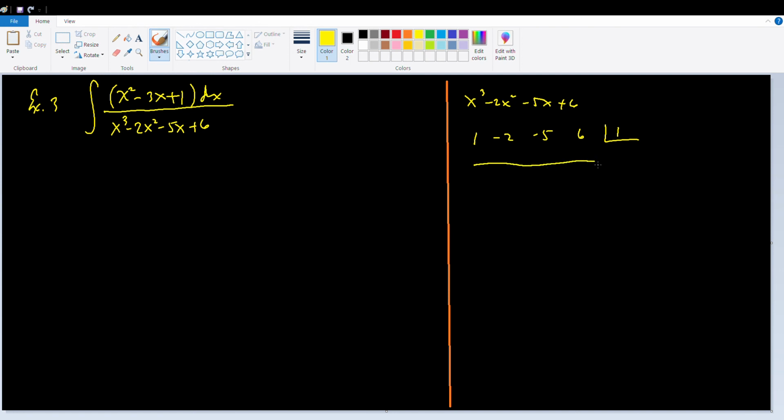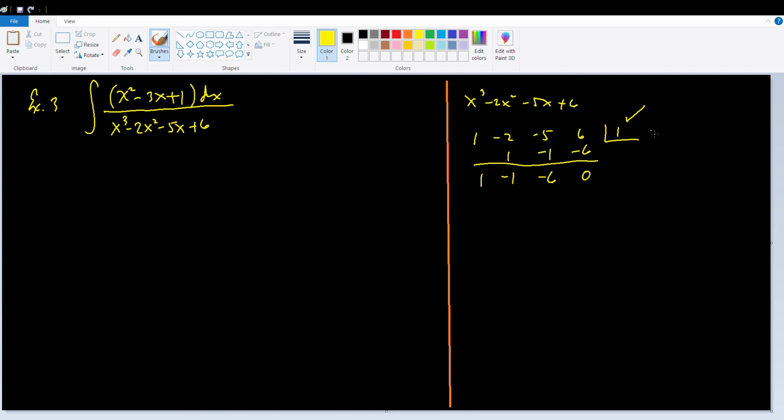So we bring down 1. 1 times 1 is 1. Negative 2 plus 1 is negative 1. Negative 1 times 1 is negative 1. Negative 5 and negative 1 is negative 6. Negative 6 times 1 is negative 6. And 6 minus 6 is 0. So that's it. We're lucky enough to get the root. Actually, 1 is the root.